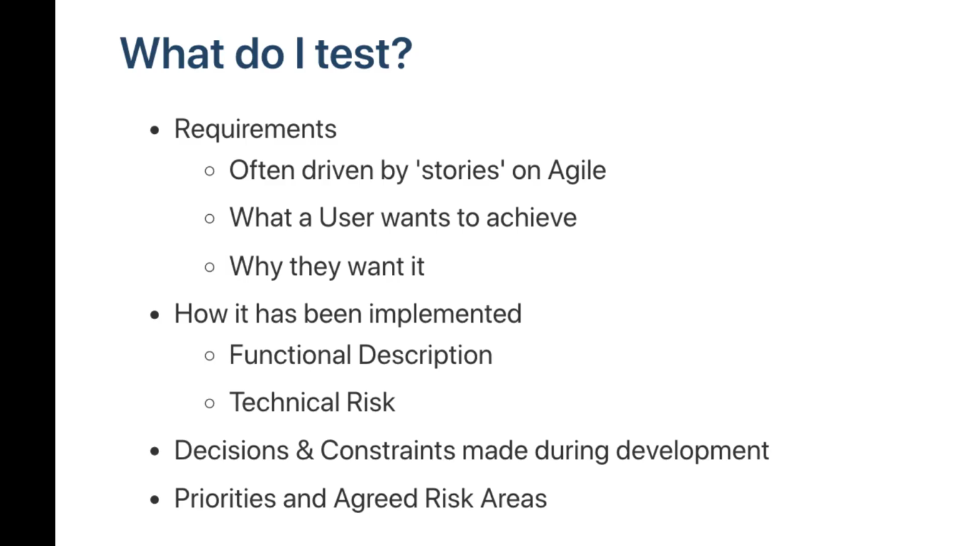Priorities and agreed risk areas are important for driving it, because we do have to agree where our focus is going to be when we test. We don't just make this up, we discuss it and agree as a project where our focus and priority is going to be. And the more we do that, the more we are sharing responsibility for testing rather than taking it all on board ourselves.